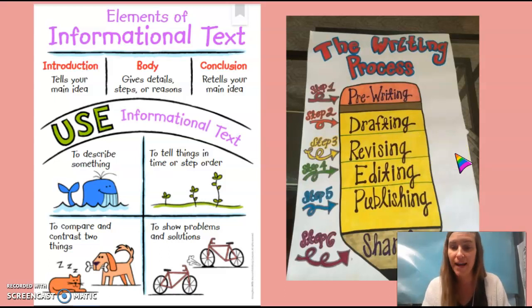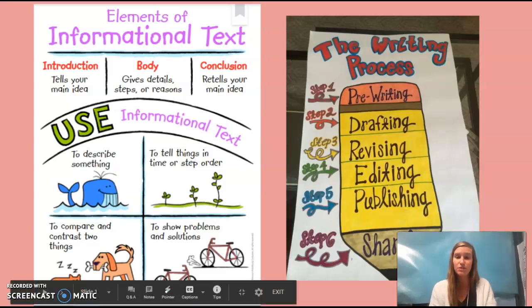And then after you write that first rough draft, we can revise and edit our writing. So revise means to look through and make it better, maybe adding some more details to our writing. And then editing is when we go through a checklist and we make sure that we fix any mistakes that we have. And then the last two steps are to publish and share.